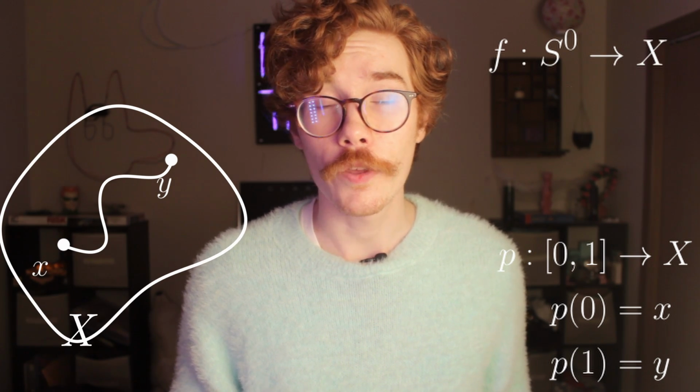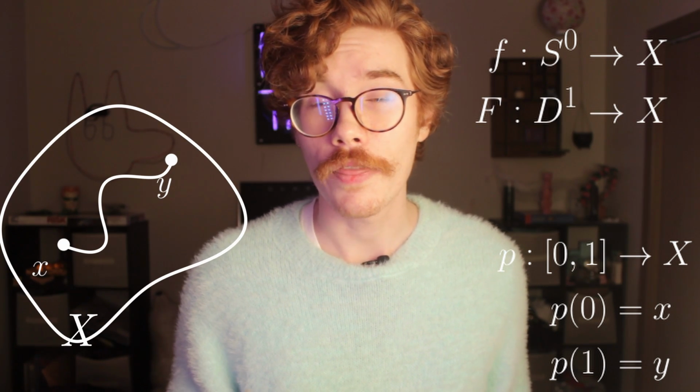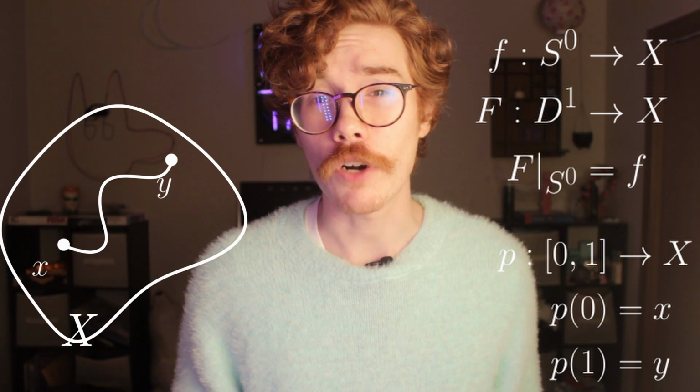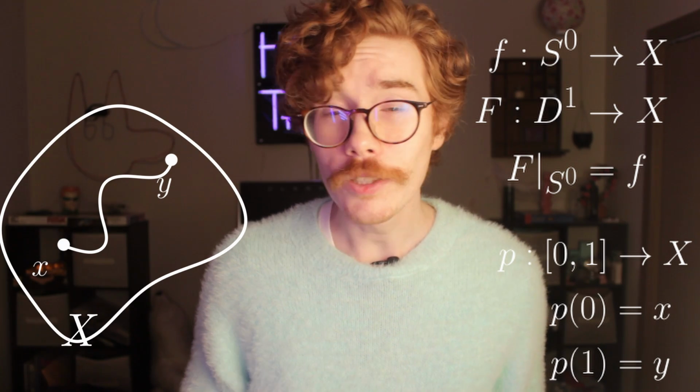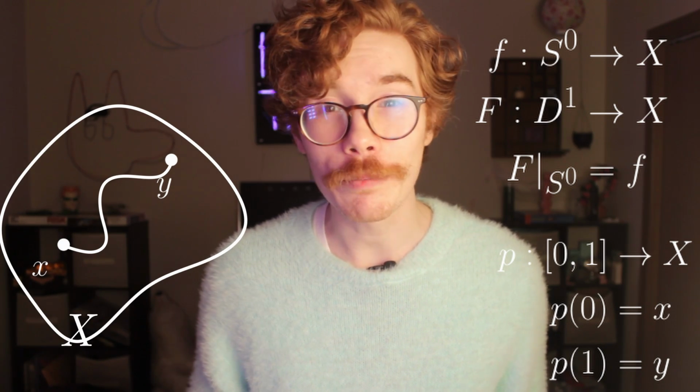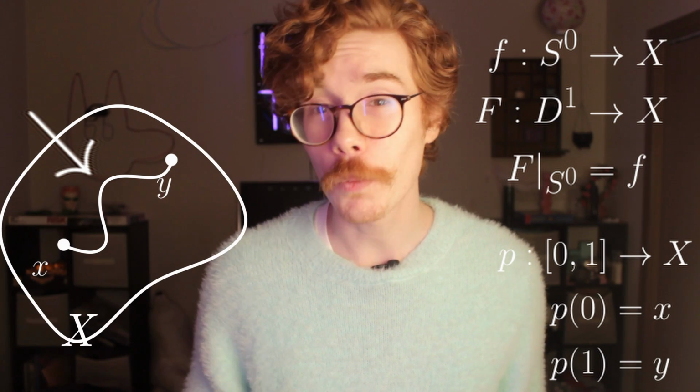So here's another way to say what a path is. Given any map, little f, from S0 to X, there exists another map, big F, from D1 to X that extends little f. In other words, big F agrees with little f on the overlap, which is S0. This is saying the same thing. Little f is the choice of two endpoints, x and y, and big F is the path from x to y. Like I said, that's a dumb way to think about paths when we already have a much easier way.